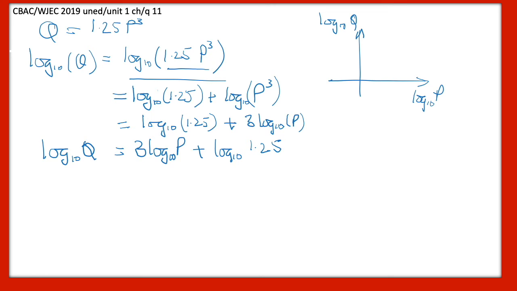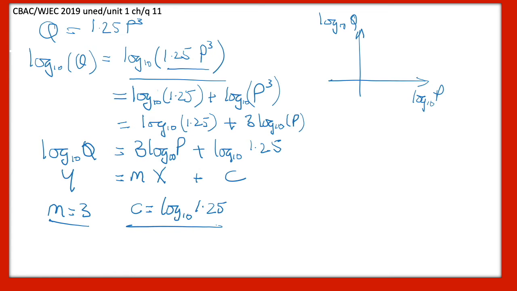And if I compare that to my linear form, y equals mx plus c, I can see straight off that m's got to be equal to 3 and c is going to have to be log to the base 10 of 1.25, which you can evaluate on a calculator if you want, but log to the base 10 of 1.25 is the most accurate answer. Why do more work than you need to?